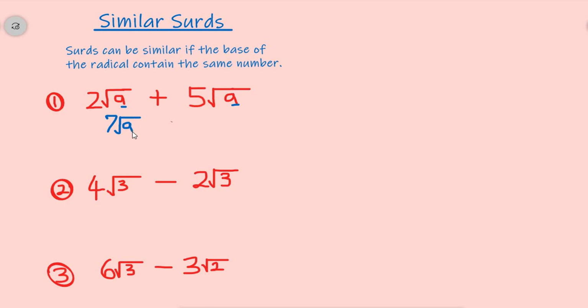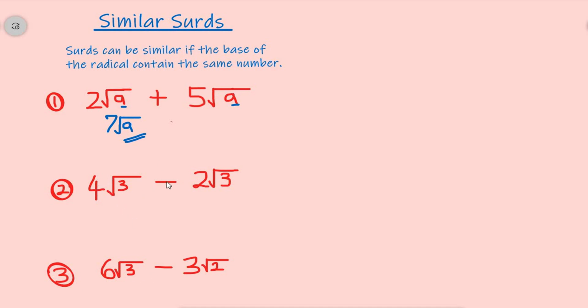That is how to solve it. That's the answer. Very simple. 7 root A. 2 plus 5, 7. Then you pick one because they are similar. If they are not similar, you don't pick and you don't add. So don't worry, you will understand later.